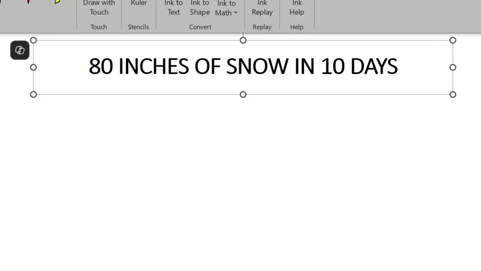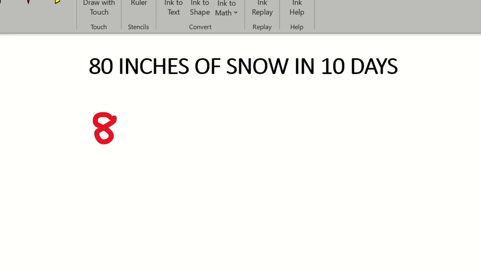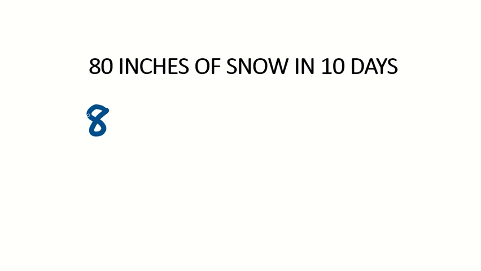Well, let's go ahead and set up our rate. 80 inches. Whoops. I'm supposed to be using the blue color. What am I doing? There we are. I just like blue. Blue's my favorite color. Then we'll use red as well. So we got 80 inches of snow in 10 days.